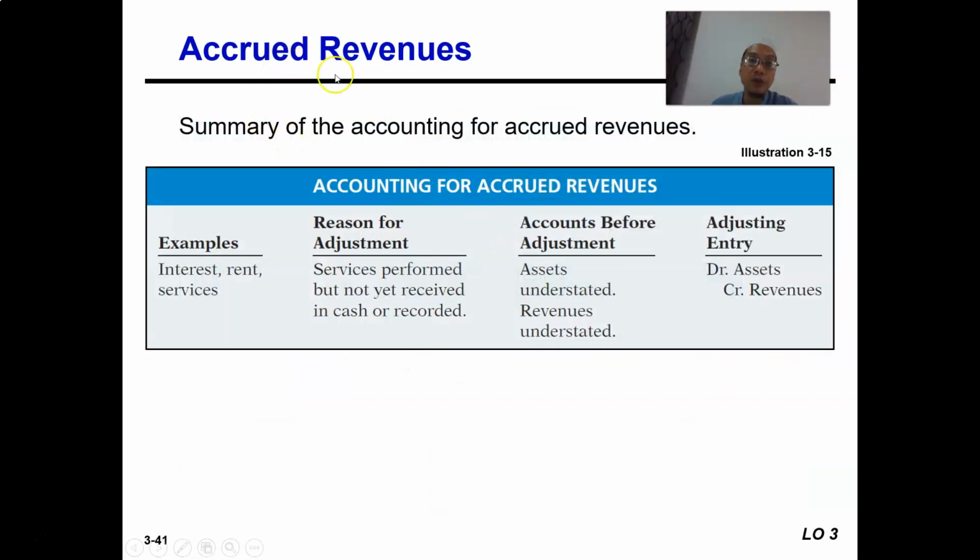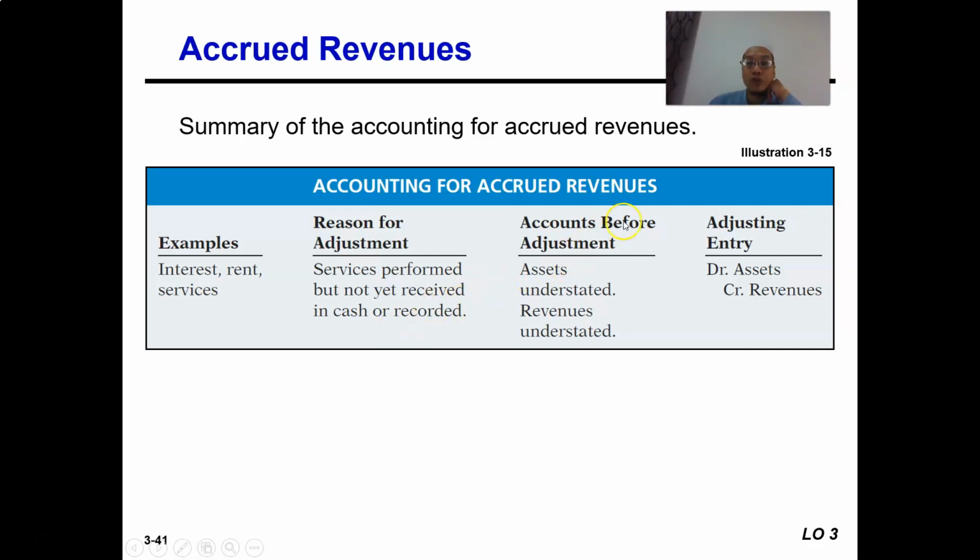As a summary for the accrued revenue, examples of accrued revenue include interest, rent, and services. The reason for the adjustment is that we have done the service, but we have not received the cash, or we have not recorded the service, because by the end of the month we still have not sent out an invoice to our customer, even though we have done the service or we have sent out the item.